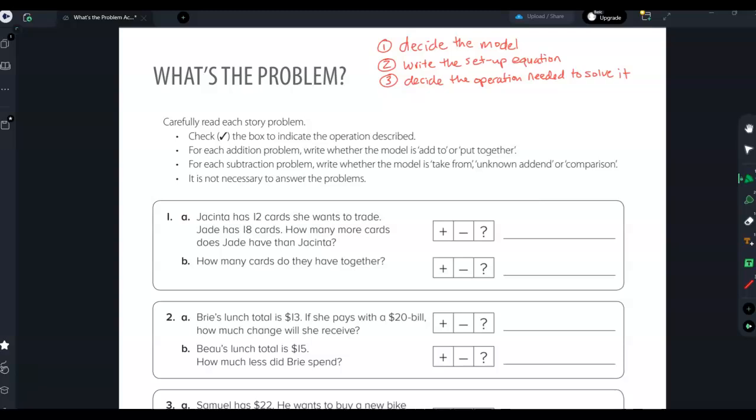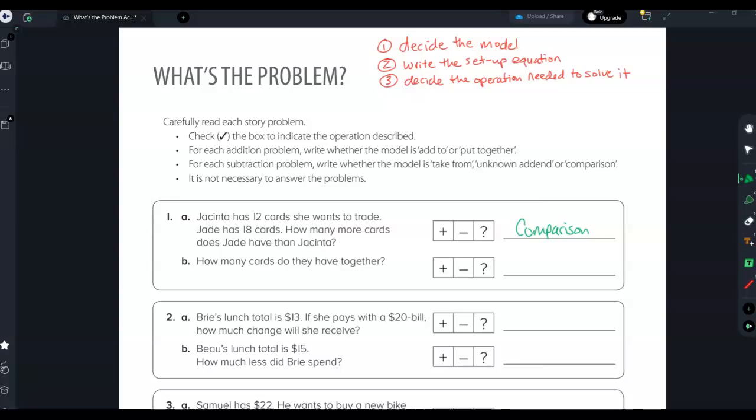We have two separate things. We have what Jacinta has and we have what Jade has. So we know this is not an add to or take from. So are we putting together their two cards or are we comparing them? Well, by asking how many more cards does Jade have than Jacinta, we're really doing a comparison. So this is an example of a comparison problem.